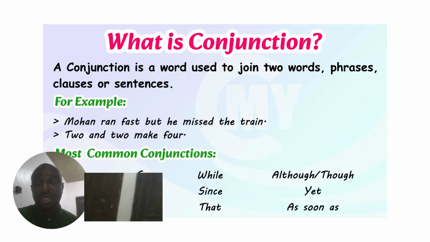Let's try and note that. 2 and 2 make 4. 2 is a word, 2 is also a word. And with the conjunction and, we have been able to join them together to make 4. And we can see other list of conjunctions below. We'll definitely consider more examples.